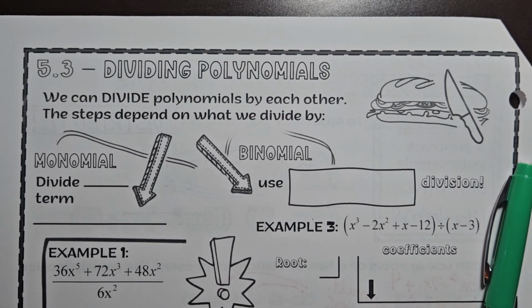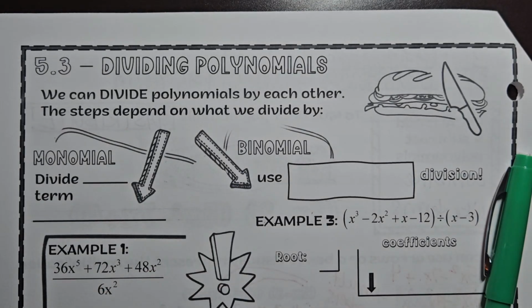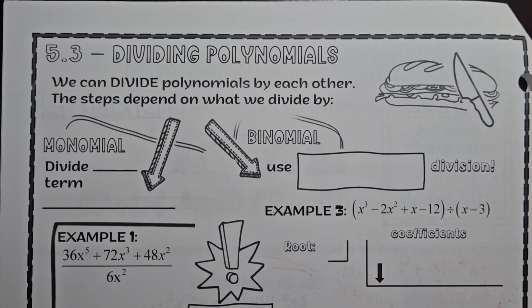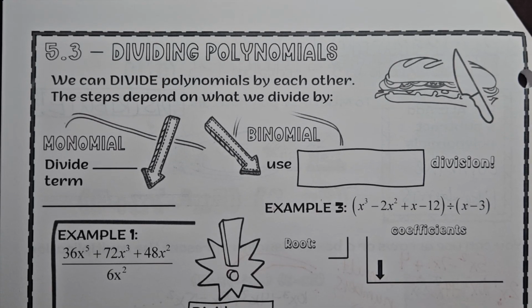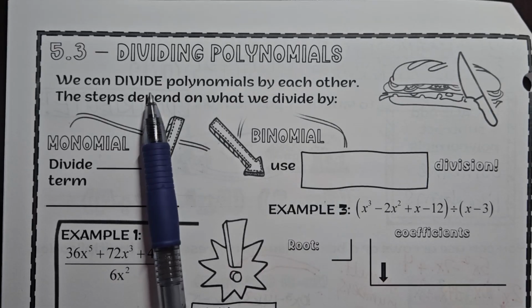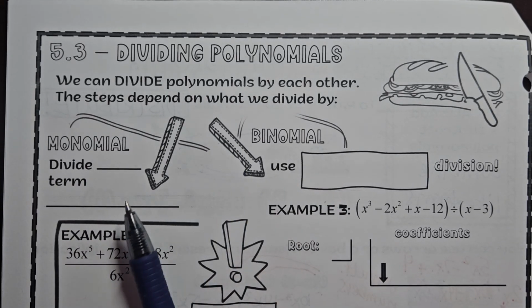Okay, this video is for Algebra 2 and it's going to be going over dividing polynomials, or at least the basics, the introduction. So we've done adding and subtracting polynomials. We have multiplied polynomials. So we can also divide polynomials one by the other. It does depend on what type of polynomial we are dividing by.